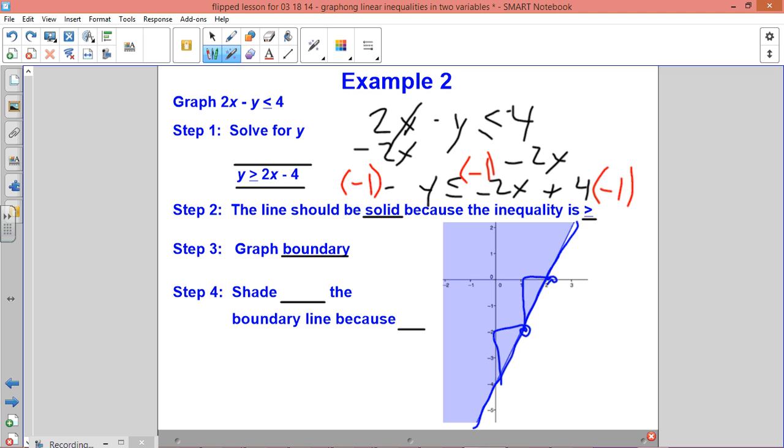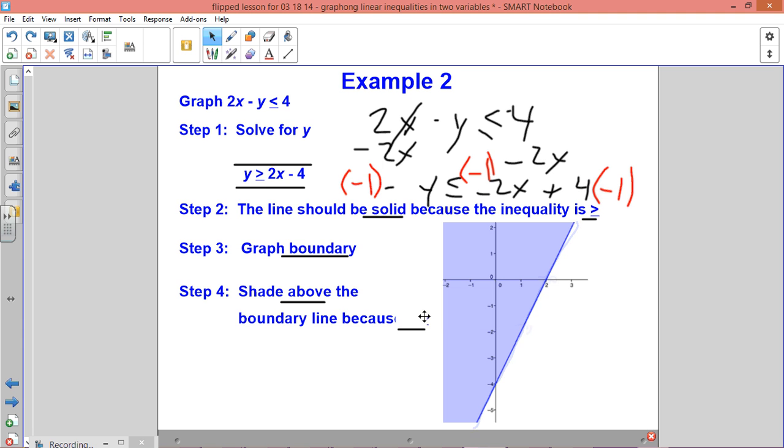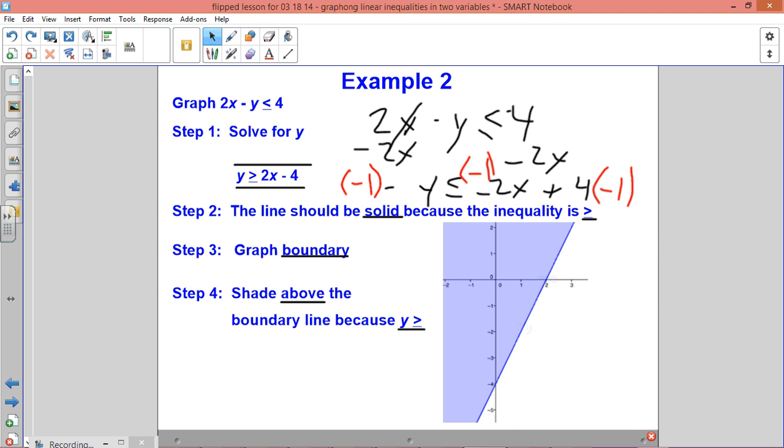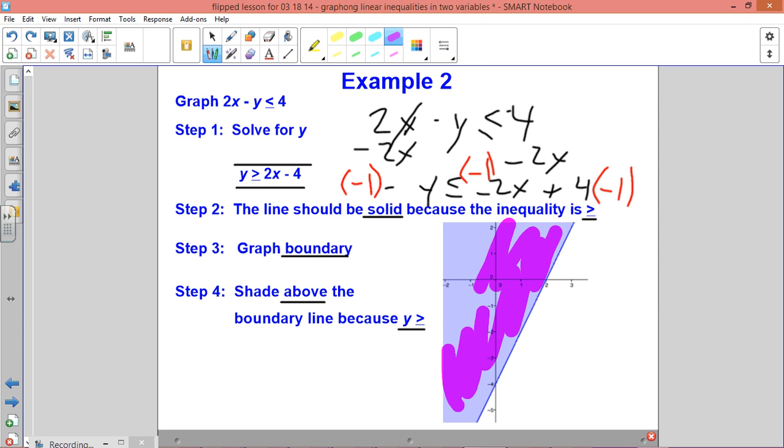And then finally, I need to figure out which part to shade. I'm going to shade above the line because y is greater than or equal to. Greater than tells me to shade above. So I simply take my highlighter, shade everything above the line I've just drawn, and now everything that I have colored in is a possible solution.